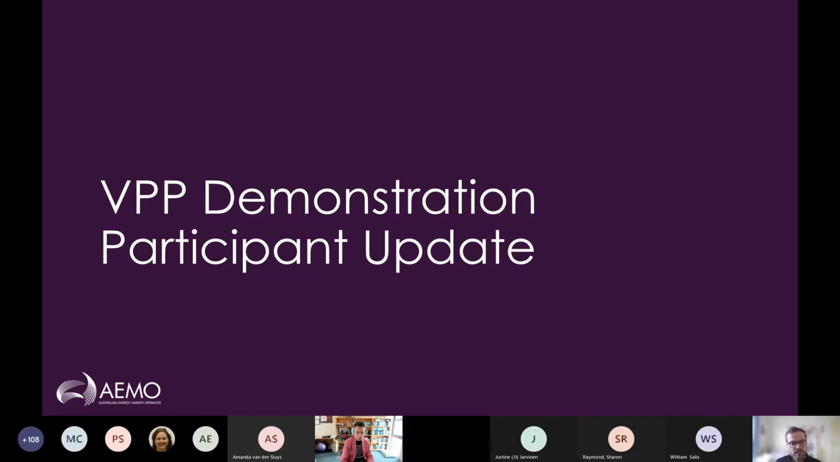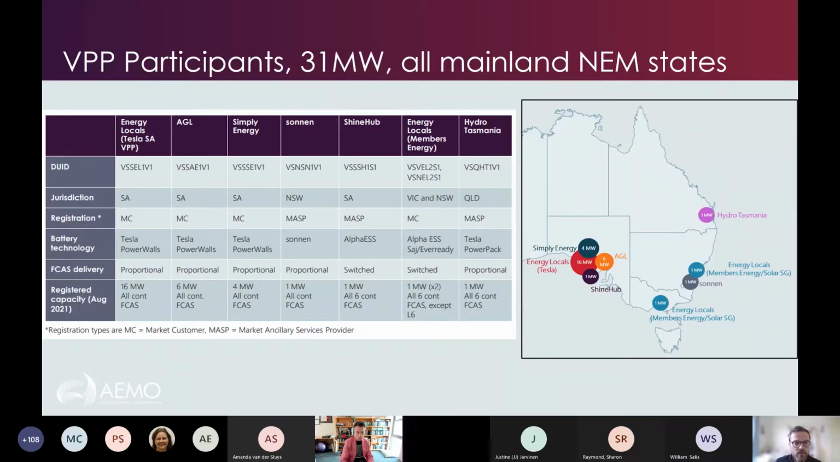Okay, so the participant update. We ended up with 8 portfolios participating in the VPP demos across 7 different participants, in all mainland states. In total, there's 31 megawatts participating, of which 27 megawatts is in South Australia. And so that's quite extensive. When we launched in July 2019, we had 1 participant shortly after launch, which was the Energy Locals Tesla VPP, the South Australian VPP. AGL joined shortly after.